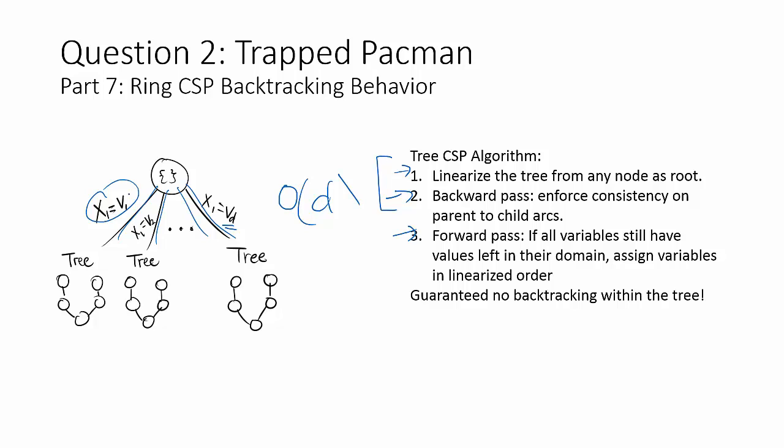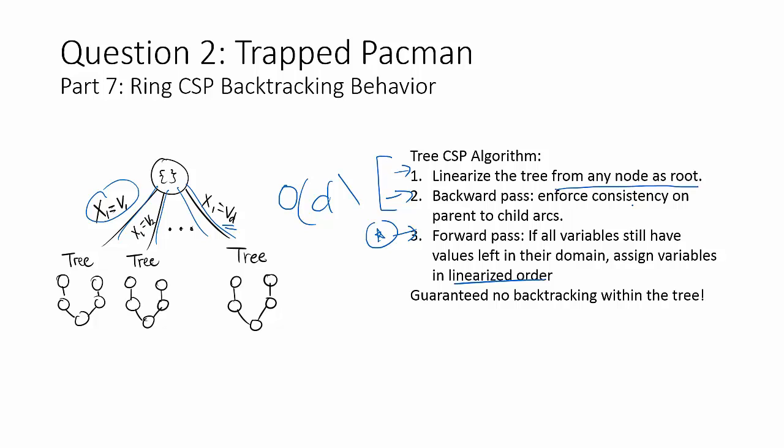So we get down to what would have been the forward pass of the tree CSP algorithm. So that would be right here. However, using standard backtracking search, we're not guaranteed that we assign variables in a linearized order. But what we are guaranteed is that the very first variable we choose next is the start of some linearized order, since we claimed that we can linearize the tree from any node as root. This means that the branch that we take next will contain a solution.